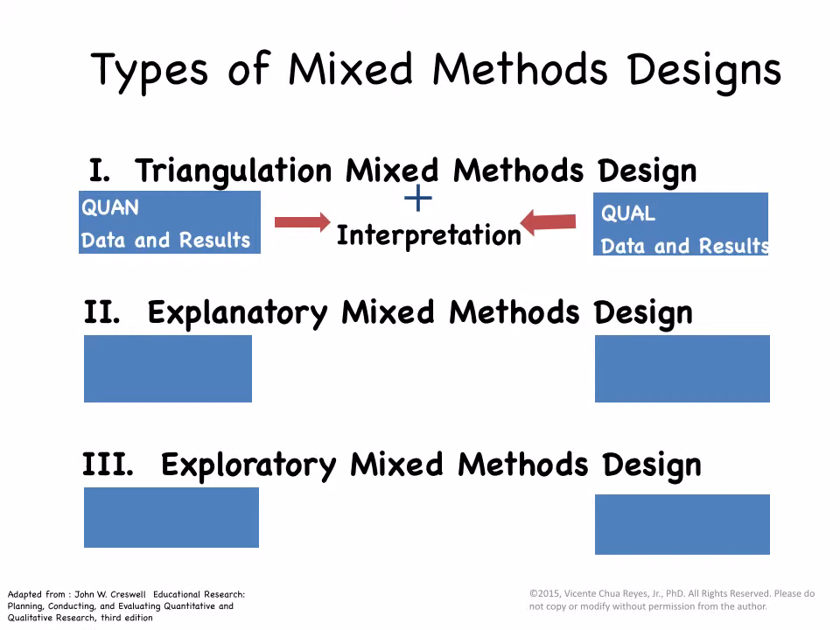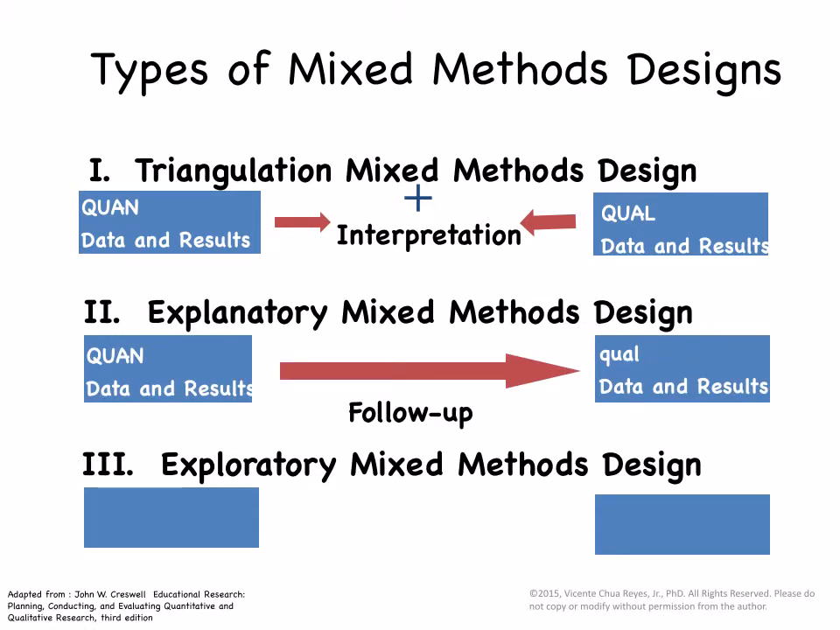The second one, explanatory mixed methods design, sees the prioritization of QUAN. That's why it is written in uppercase QUAN, prioritization in data collection and the generation of initial results. And then qual, lowercase, follows in order to explain what had been derived in the quantitative aspect of this mixed methods. The final category is what we refer to as exploratory mixed methods design.